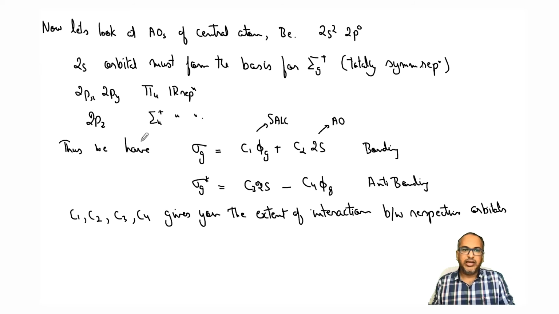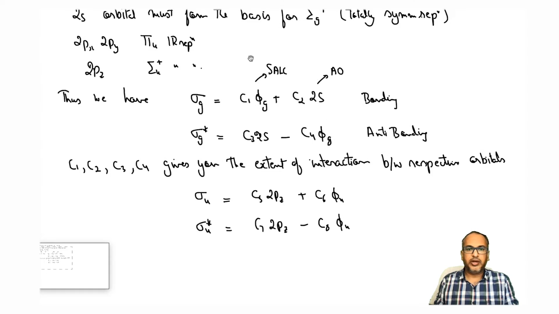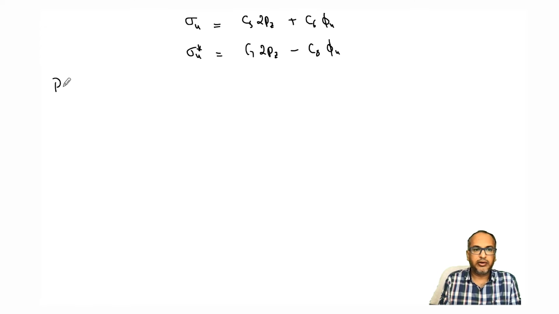Okay. So similarly, the interaction between 2pz and phi u will give you sigma u, which is equal to C5 2pz plus C6 phi u. This will give you bonding, and sigma u star will give you C7 2pz minus C8 phi u. Okay. Now let us try to draw it pictorially and see if we get a clear picture.